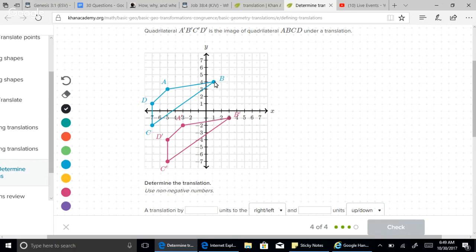So first I want to look at how many spaces to the right or to the left I moved. Well, I started at 1 and this B' is at 3. So it moved 2 units to the right. And we started at 4 and we ended at -1. So you can see that that's 1, 2, 3, 4, 5 units down.